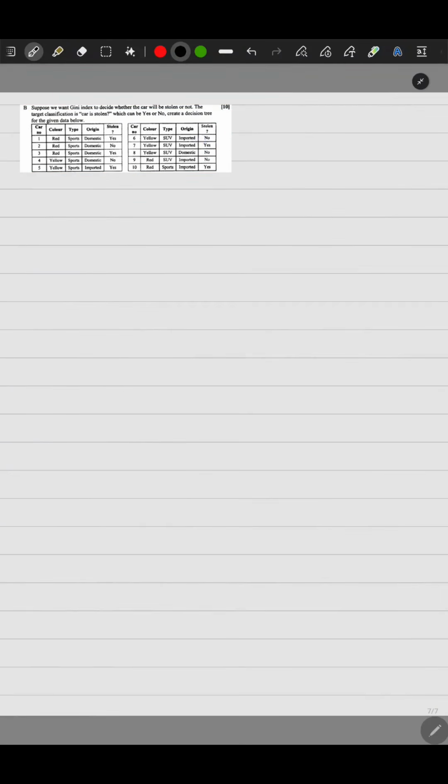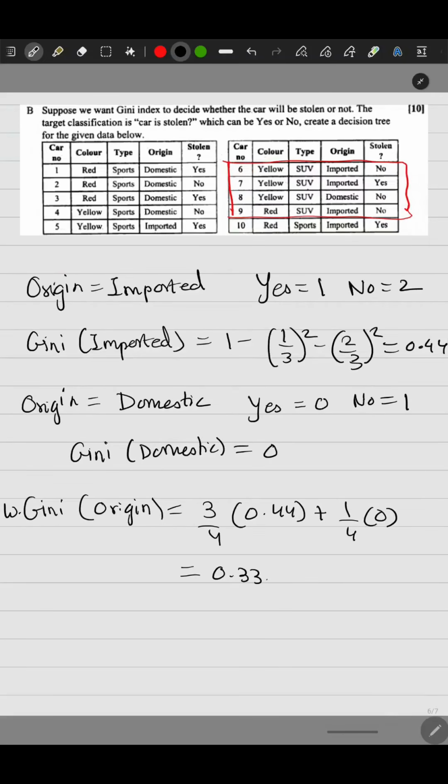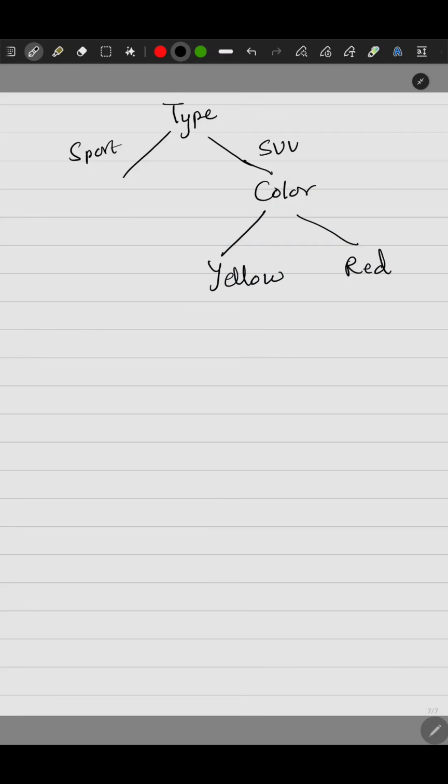Okay, so now next, what is left? There were only 2 left, right? So now there is a tie. Both color and origin have the same weighted Gini, so there can be a tie. In case of a tie you can choose either. So now what I will do is I will choose color. You could also choose origin, but let's say I choose color. So now my tree will be something like this. Type is either SUV or sport, and amongst SUV I am next choosing color. So color equal to yellow or red. Okay, now SUV color red, this becomes a leaf node.